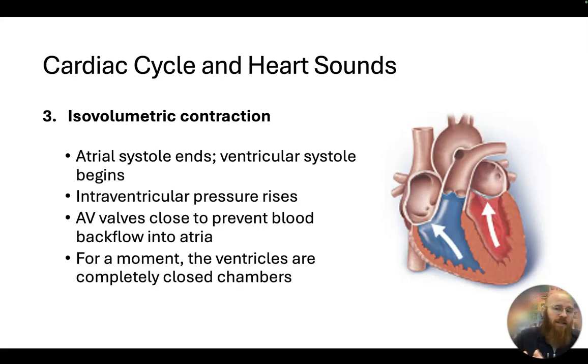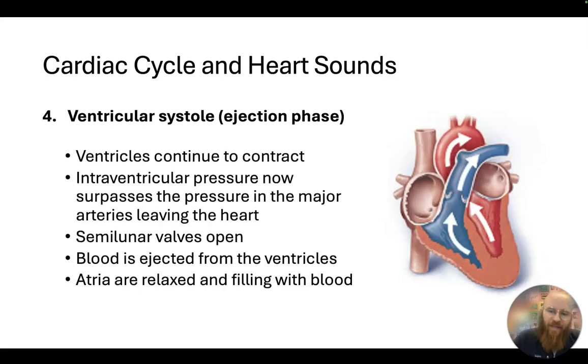So this is really just sort of like that intermediary, that isovolumetric contraction, where the atria are done, the ventricles start, and so it actually creates a closed off seal where all the valves are currently closed for a moment, and that pressure is building up really, really quickly. And then, naturally, our AV valves are closed, there's no backflow into the atria, and at this point we reach ventricular systole, and this is our ejection phase or our discharge phase.